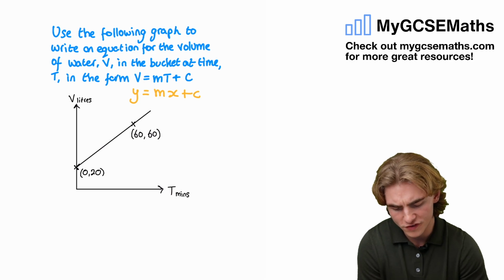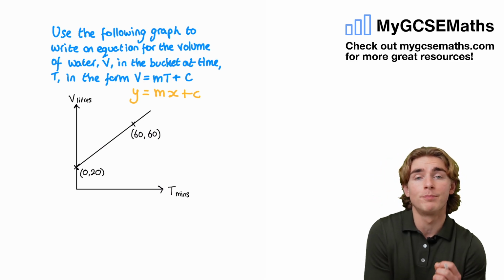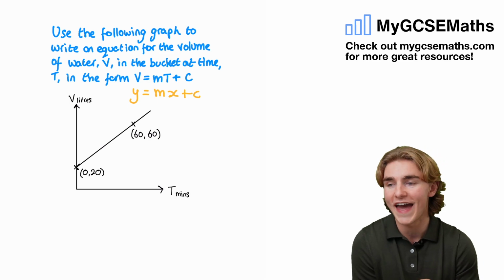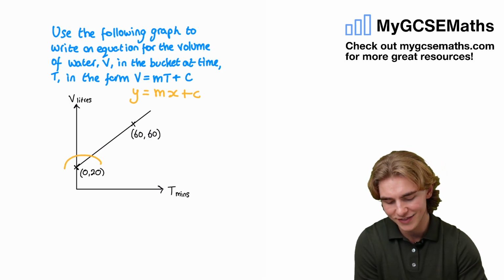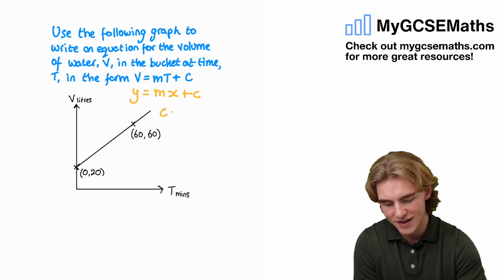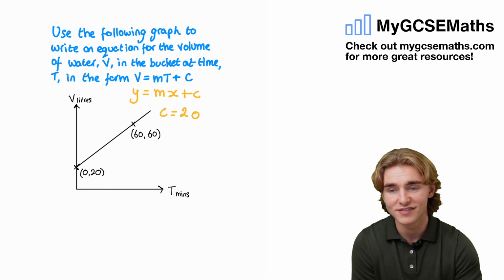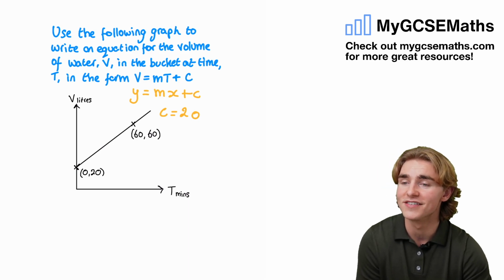So first off, how do we find the y-intercept? Well, the y-intercept is the point where the line crosses the y-axis, in this case the v-axis, and we can see that it crosses the axis at the point 0, 20. So in this case, we can say that the value of c is equal to 20 because the v-axis intercept is 20.